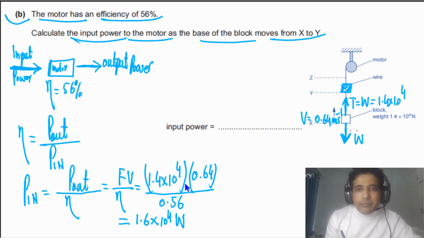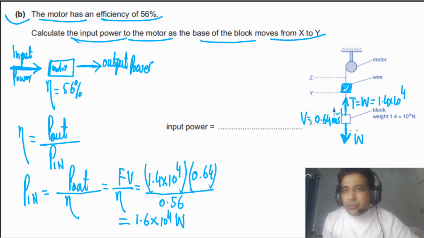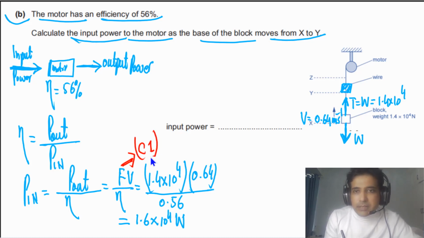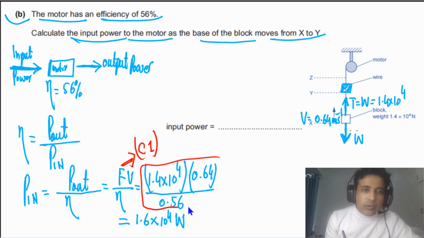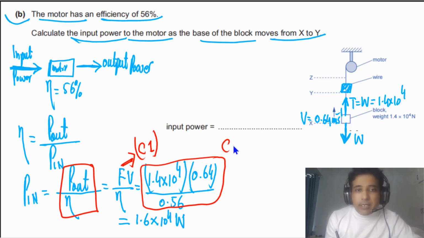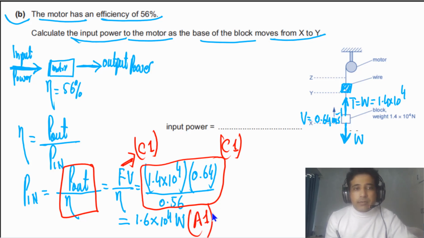If you have written these steps, you will get 3 marks. The first mark you will get if you have written this one. You have written P out is equal to FV, you will get 1 mark. So this is 1 C mark. And the second mark you will get if you have written this formula and you have plugged in these values, you will get the second mark, and that is second C mark. And the last mark is answer mark. If you have got the right answer, you will get 3 marks for this question.